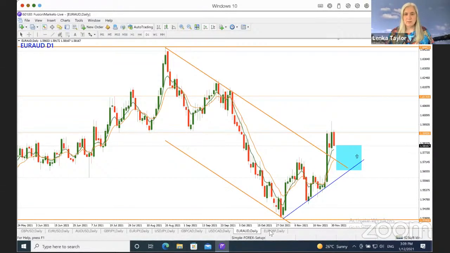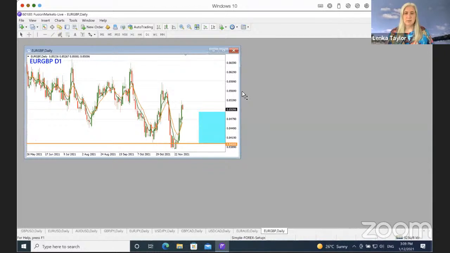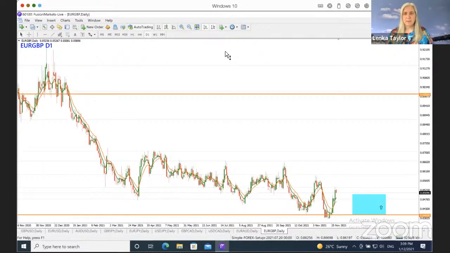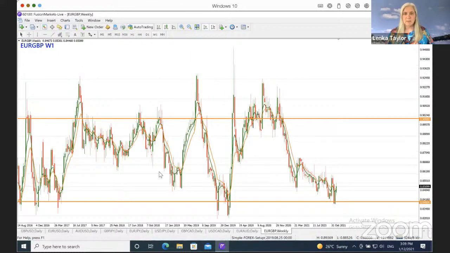And the last currency pair I'm looking at is EURGBP. And EURGBP, I'm looking for long. So on the weekly, we have been going in that range. Got to the bottom here. It was slowly going down. So at the moment, it's still in a downward trend, but looking for a reversal around this area.